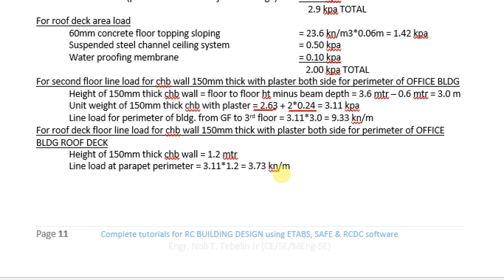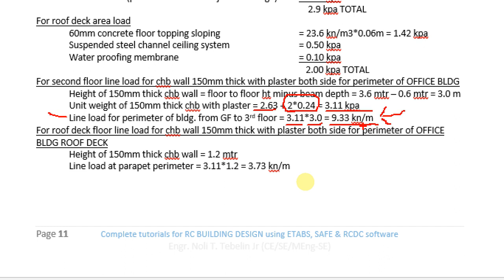So, ang line load natin sa perimeter of the building is 3.11 times height. So, you will have 9.33 kilonewton per meter line load. Okay, load natin to sa perimeter of the building. So, this is equivalent to 933 kilogram per meter. So, you can now imagine the quantity of the CHB provided. 933 kilogram per meter. So, mabigat siya.